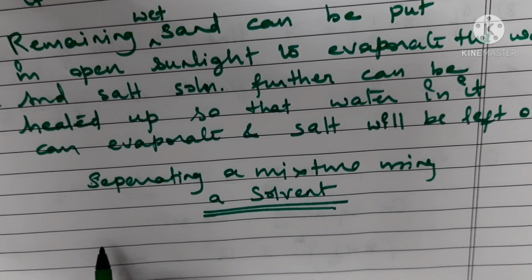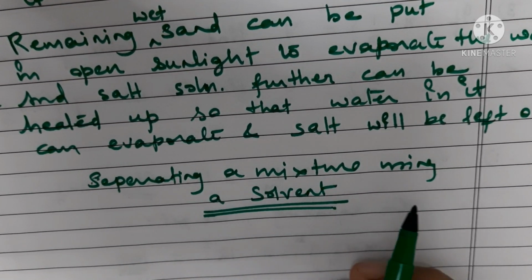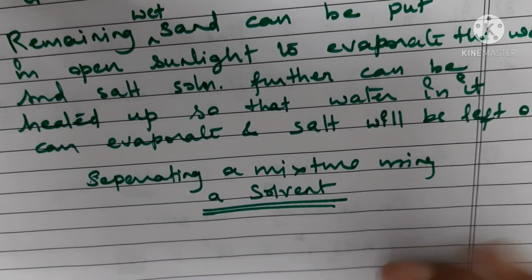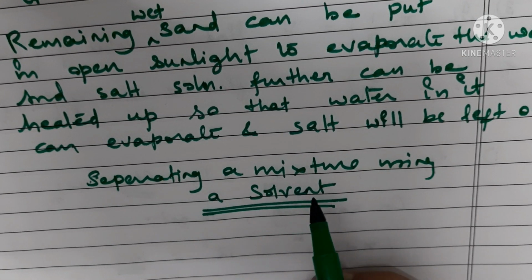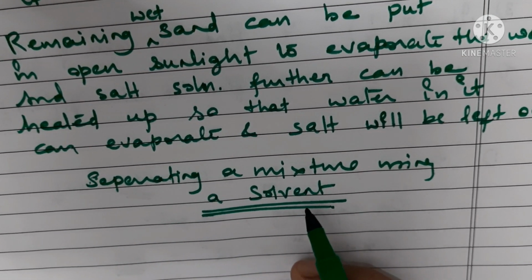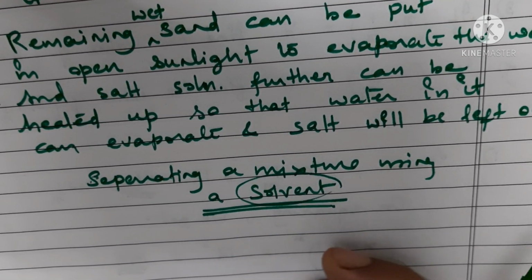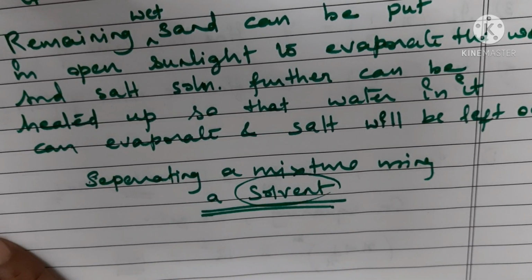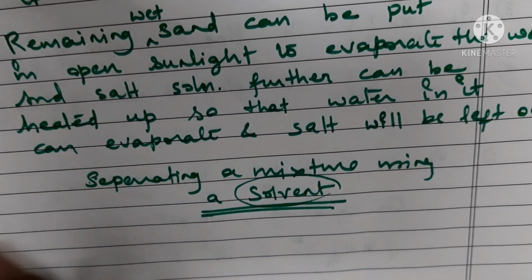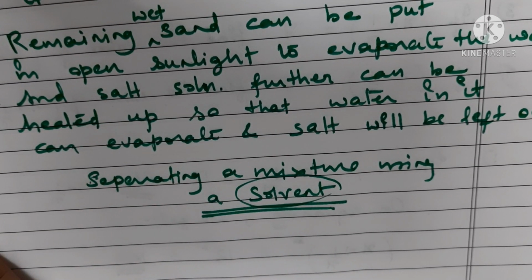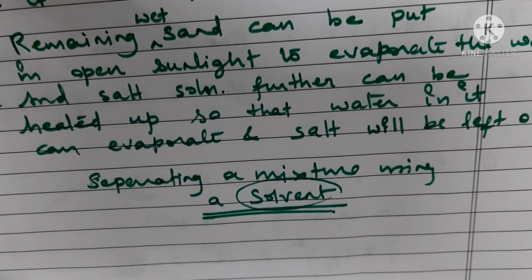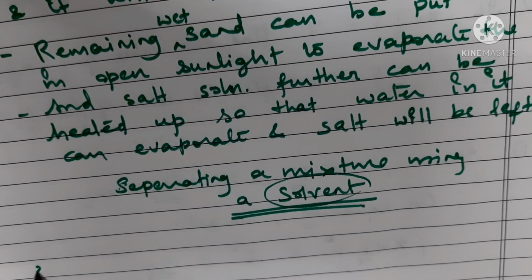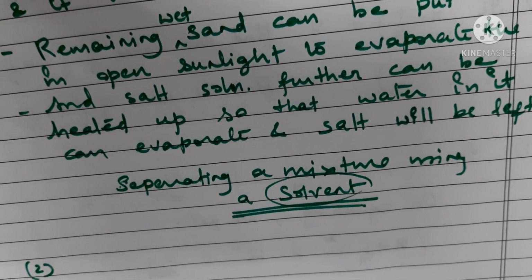Understood? This is how we can apply any of the property of the constituents of the mixture, and we can use the method. So here we have used the method of soluble, that salt is soluble in water. This property was used, and we have separated our salt from the mixture. Got it? Next property is what? Next separation method is what?